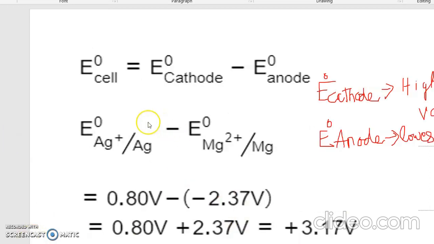Next is calculation of E naught of the cell. E naught means standard reduction potential of the cell. Formula is E naught of cathode minus E naught of anode. E naught of cathode will always be the highest value. E naught of anode will be the lowest value. From the ABC technique you know which is anode. Silver is cathode, magnesium is anode. The corresponding values are given in the problem. Just substitute, minus minus will become positive. So if you add these two values, 3.17, that is the E naught value.